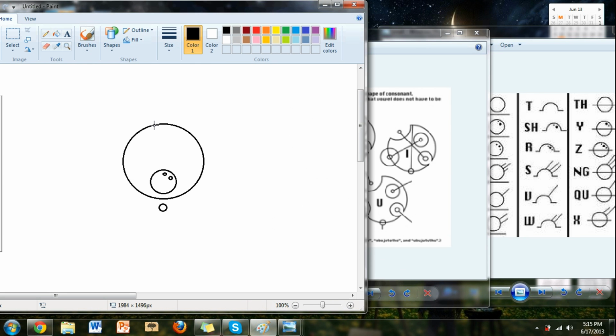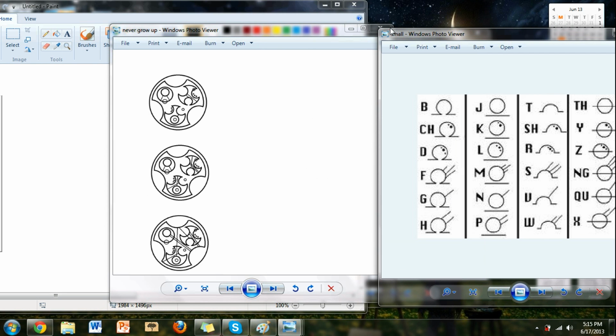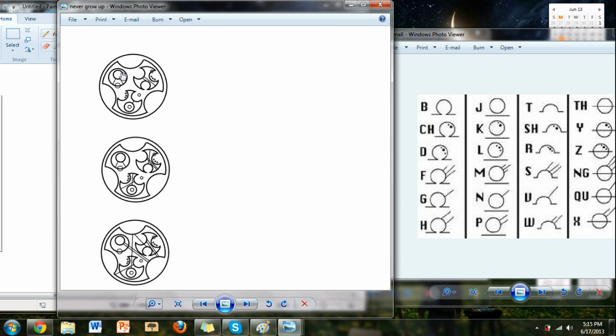So let's talk a little bit about artistic license here. Alright, so here's my example. All of these three say "never grow up." They all say the same thing, but if you look, especially at the differences between the top one and the bottom one, you'll notice that they look pretty different.